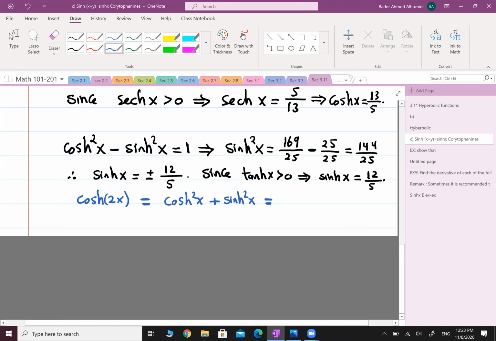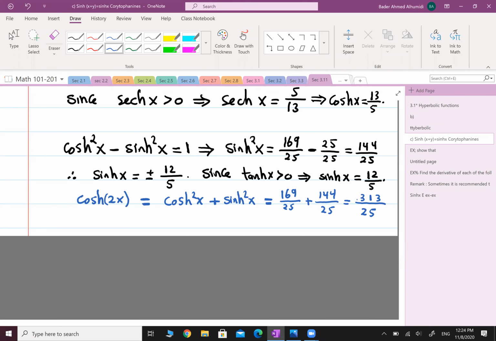Of course, the answer will be, everything we have, cosine hyperbolic squared. We already found it, that is 169 over 25, plus hyperbolic sine squared, that is 144 over 25. Of course, the final answer will be something over 25. And then you add them, 169 plus 144, that is 313 over 25. That is the second part in the exercise.